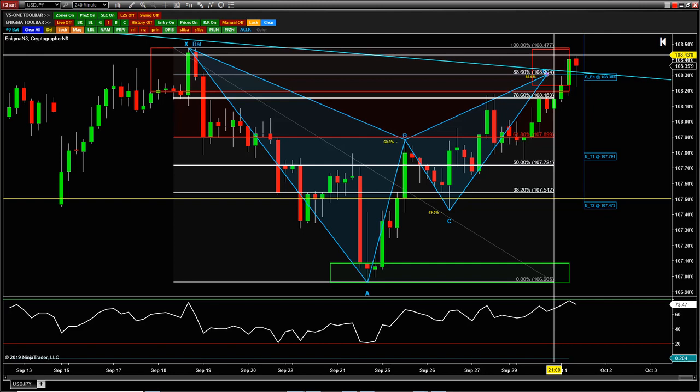So, bat pattern traders, if you have this as bear bat, entry at market, you're getting a better entry. Original entry is at 108.30. You're at 108.35 right now, so 5 pips of cushion.